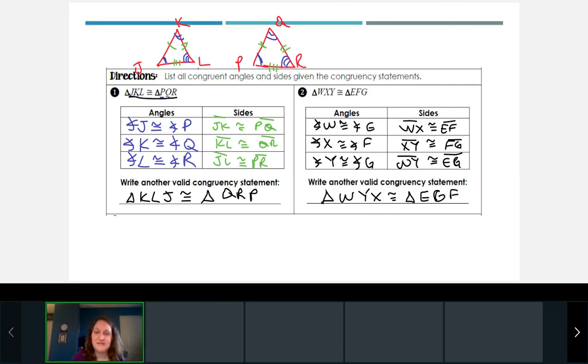And maybe your congruency statement looks different than mine. That's okay too. As long as your W and your E are in the same position, your Y and your G are in the same position, and your X and your F are in the same position, you're good. Okay, let's look at the next example.